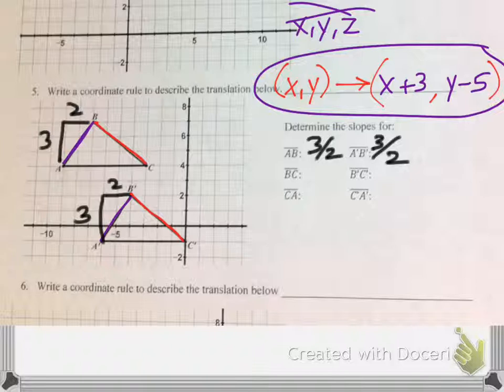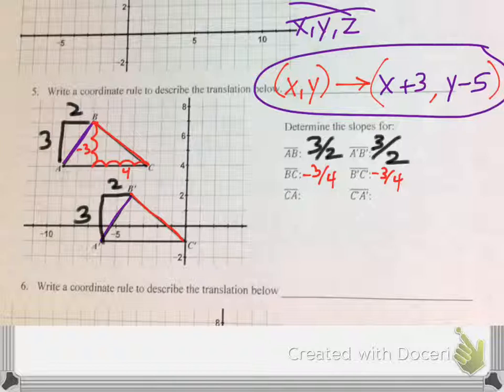BC, is it going to be positive or negative, guys? Negative. Awesome. We know it has to be negative because it's going this way. Who has an answer? Ryan, what did you get? Negative 3 over 4. Will it be the same for B prime, C prime? Yes, because they're congruent.